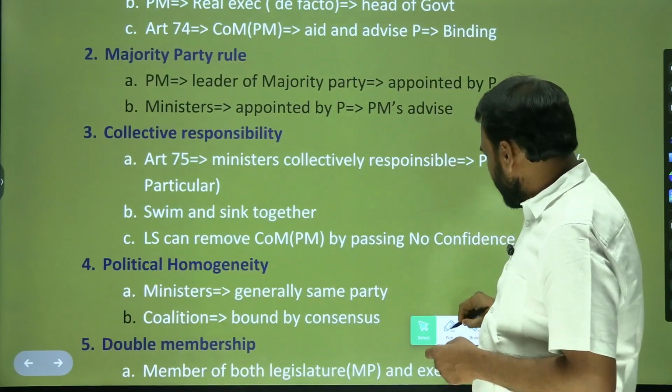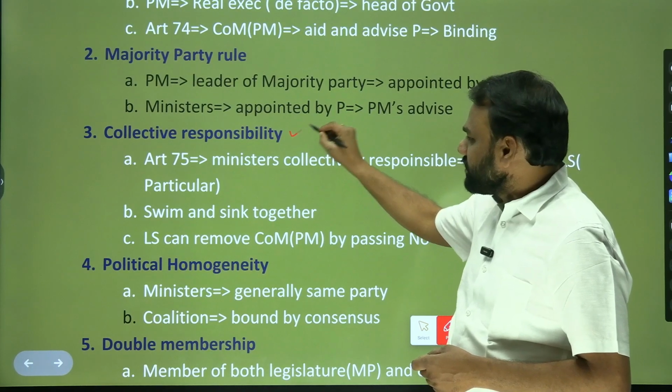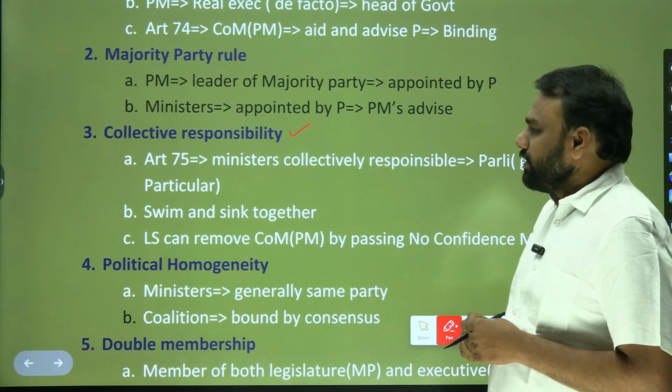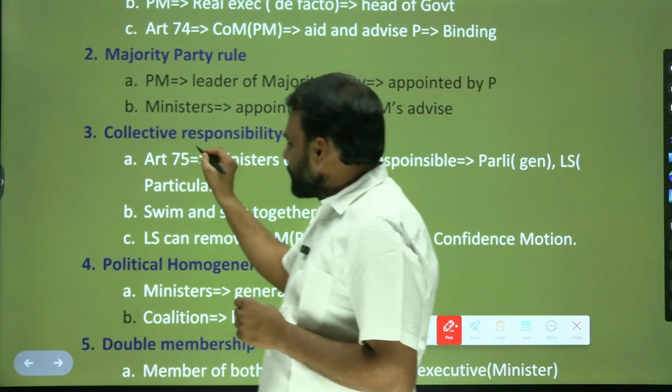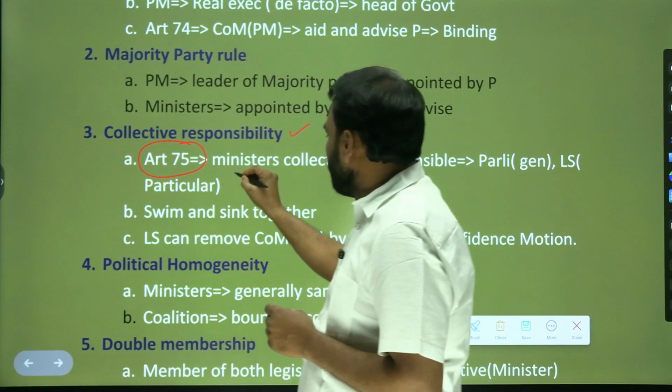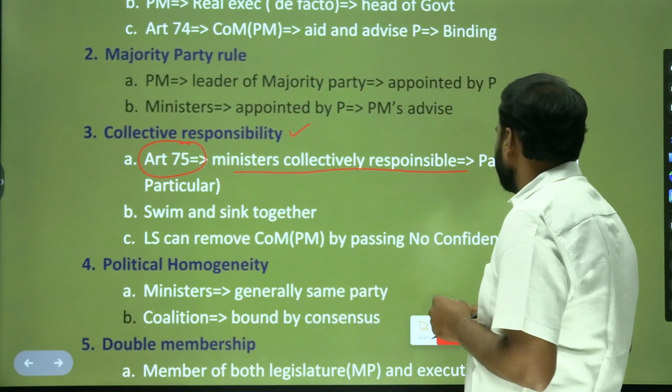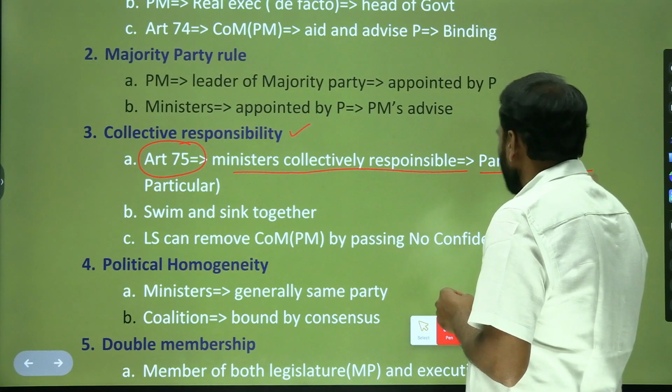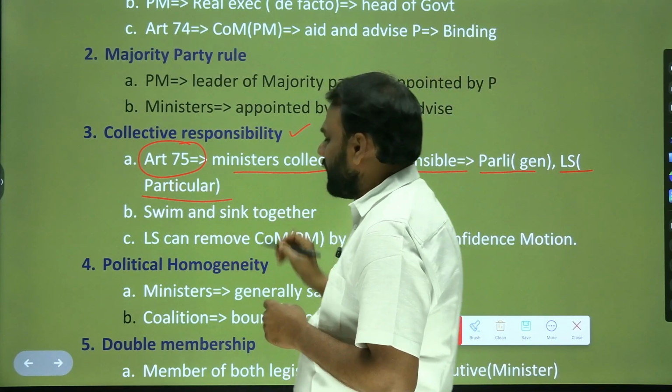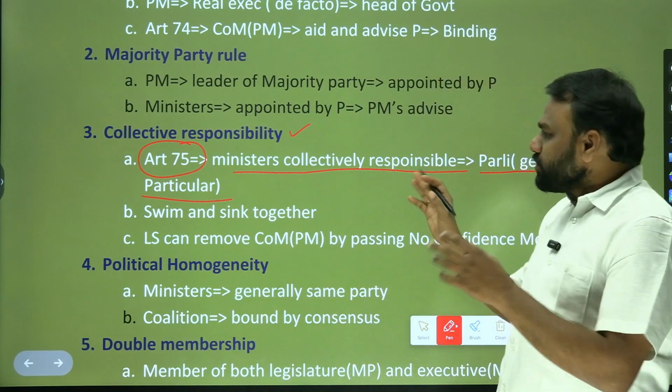Next, collective responsibility, another very important feature of parliamentary government. So Article 75 of the Constitution, what does it say? It says that ministers are collectively responsible to Parliament in general and Lok Sabha in particular. So what does it mean?